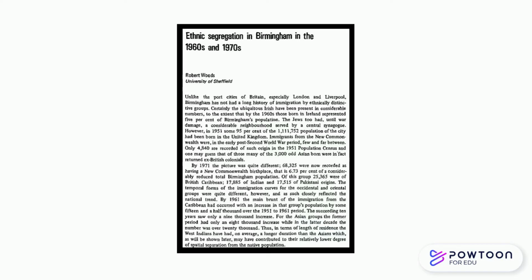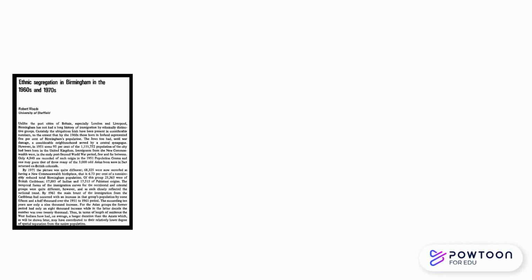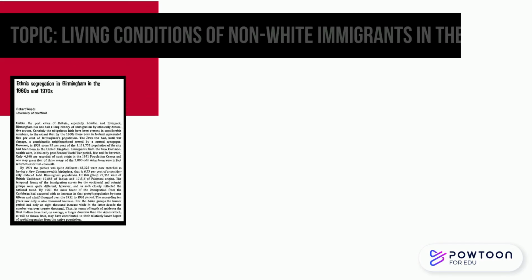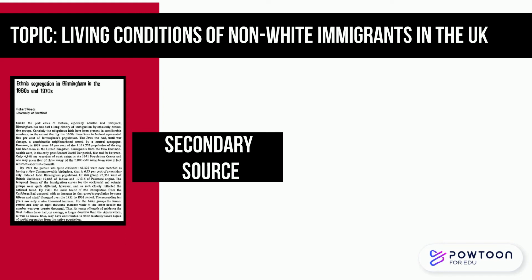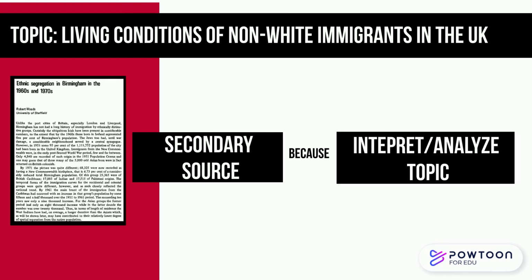The journal article Ethnic Segregation in Birmingham in the 1960s and 1970s by the British scholar Robert Woods could be used as a secondary source if you are studying the living conditions faced by non-white immigrants in the UK in that time period. In this case, the article is serving as a secondary source because it is providing material to help you interpret or analyze your topic.